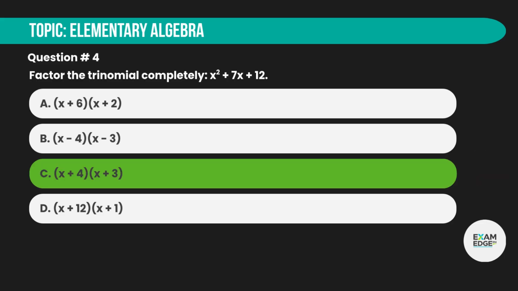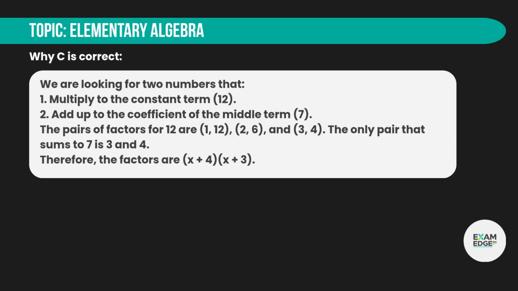Correct answer: C. (x + 4)(x + 3). Why C is correct? We are looking for two numbers that, 1. multiply to the constant term, 12, and 2. add up to the coefficient of the middle term, 7.